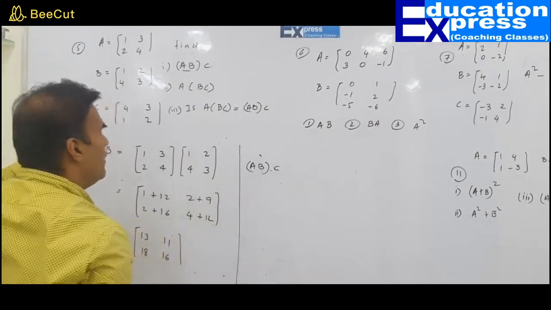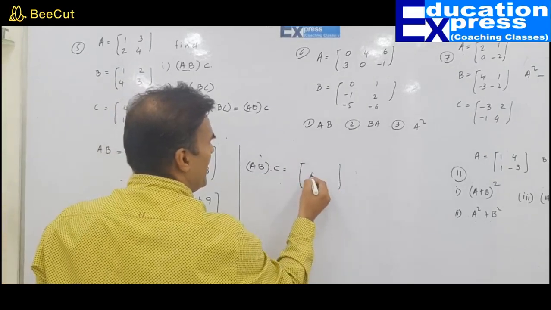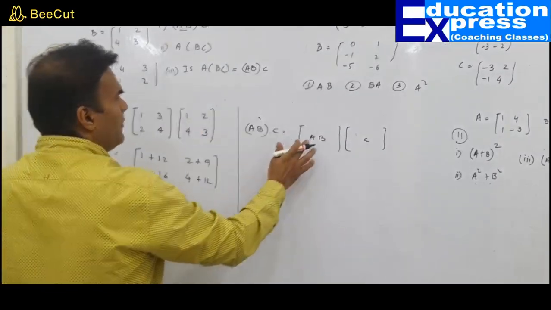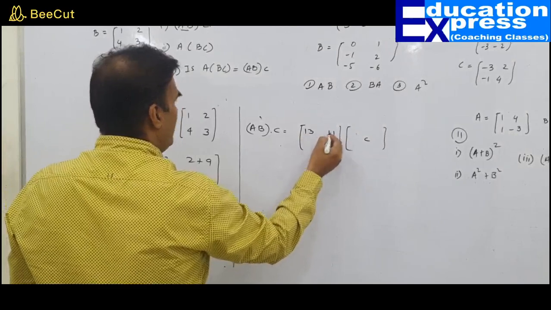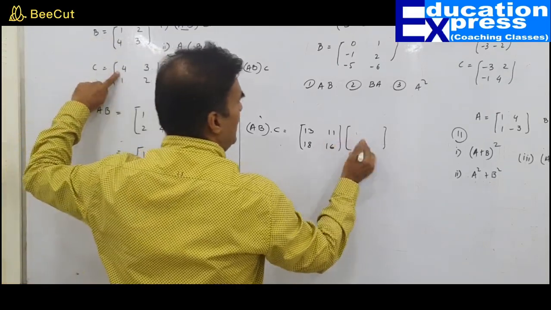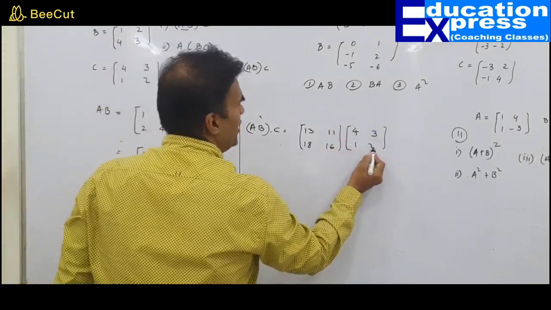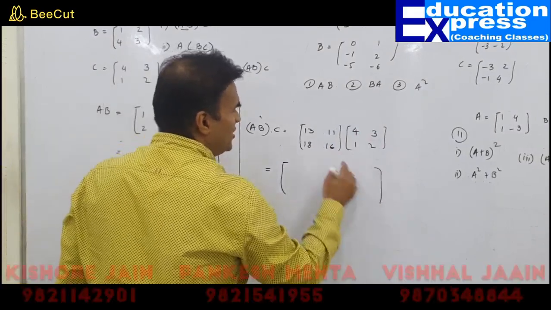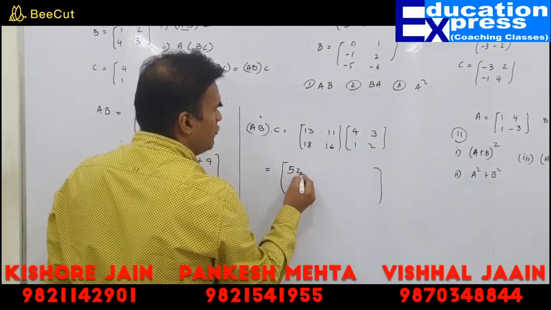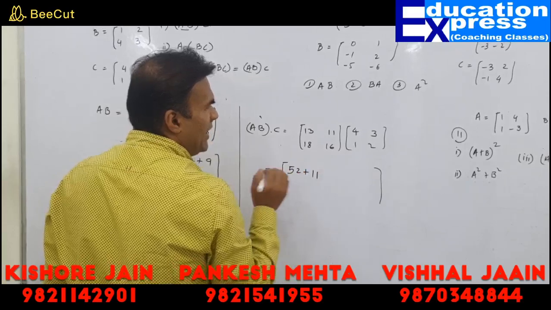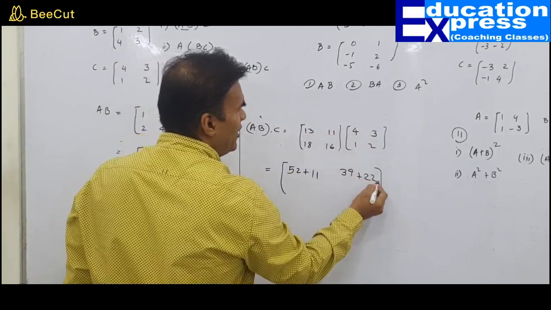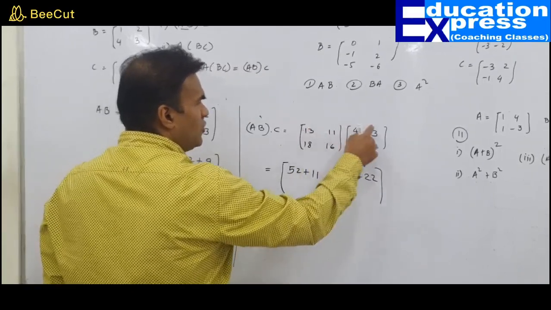into C. So we want matrix AB and matrix C. Do we have matrix AB? We just found out matrix AB. Please substitute 13, 11, 18 and 16. What about matrix C? 4, 3, 1 and 2. Can we multiply them? Of course. Is the order allowing it? 2 into 2, 2 into 2? Very much. 13 4s are 52 plus 11 into 1, 11. Again 13 into 3, 39 plus 11 into 2, 22. This row into this column, this row into this column, done.